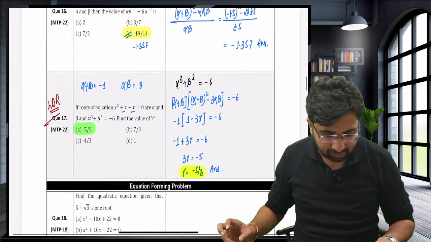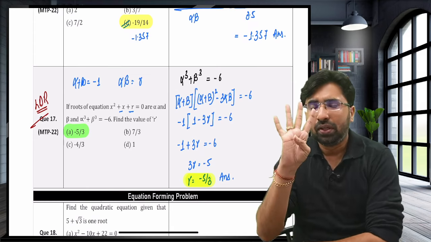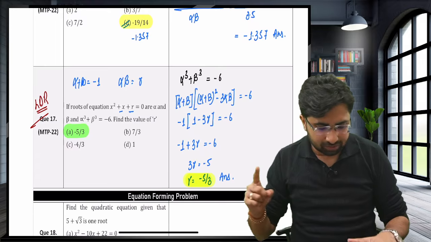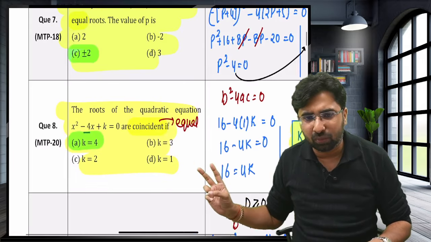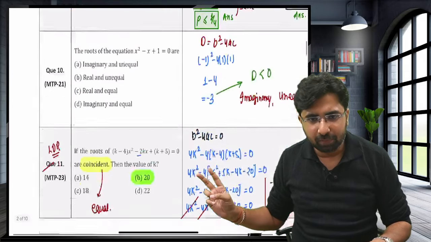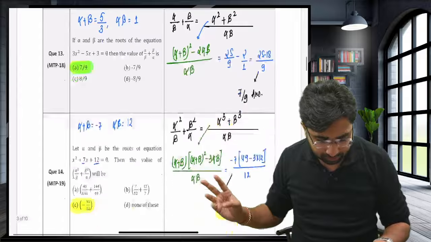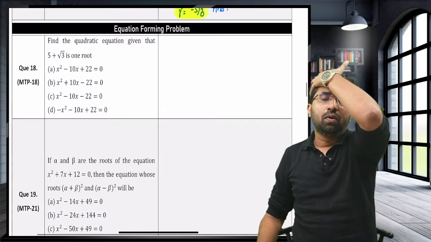Guys, here we are done with the practice of useful factor. See, there are four major areas in the quadratic. Roots, done with the practice. Then we practiced the nature of the roots questions, all the variations of the nature of the roots. Then we practiced property-based questions. Now I am moving towards the formation of the equation. What is the formula?